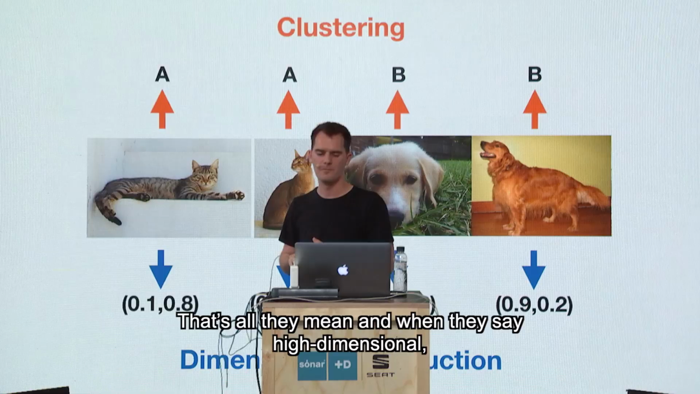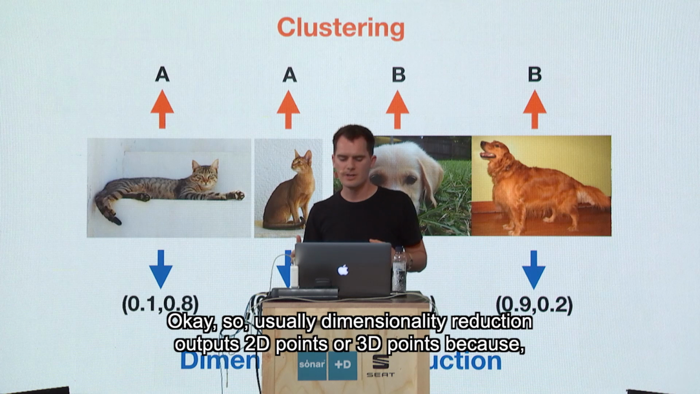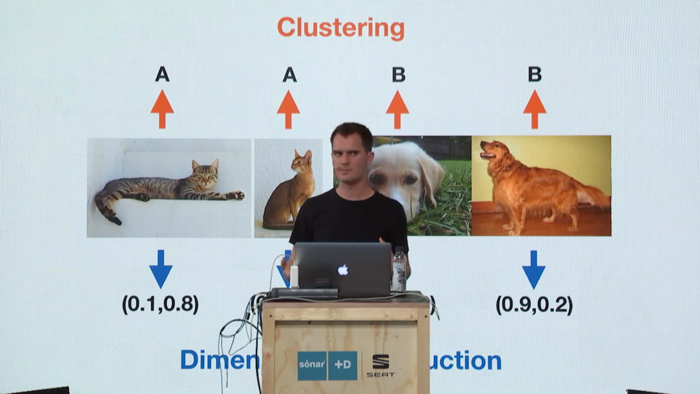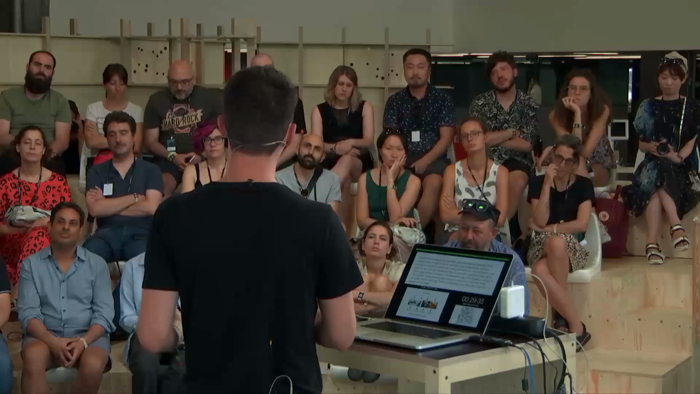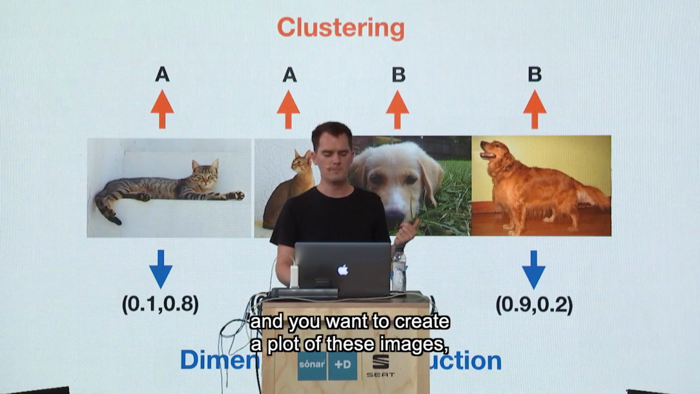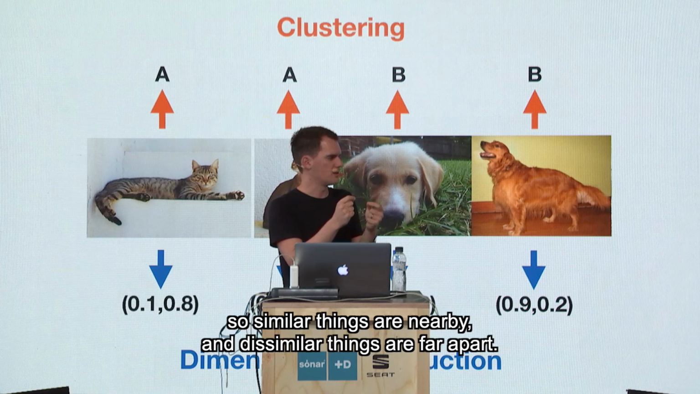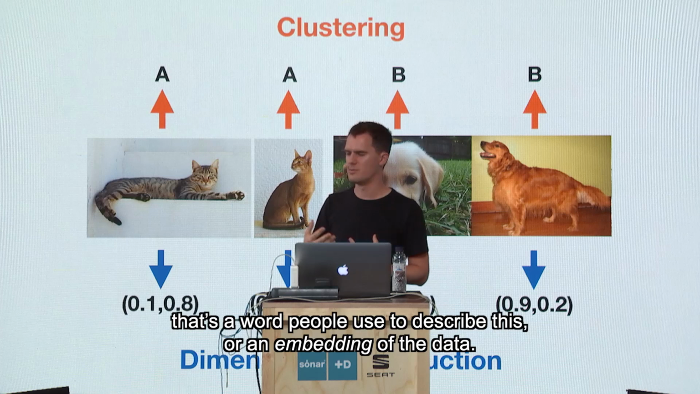Sometimes they're just talking about images. Sometimes there's some other kind of data that has a lot of ways that it can vary. Okay, so usually dimensionality reduction outputs 2D points or 3D points, because mostly people are using dimensionality reduction to create some kind of visualization. Let's say you've got a bunch of images, like handwritten digits, I'm going to show you in a second. You want to create a plot of these images, so similar things are nearby, dissimilar things are far apart. You can think of these points as a projection of the data. That's a word people use to describe this, or an embedding of the data.